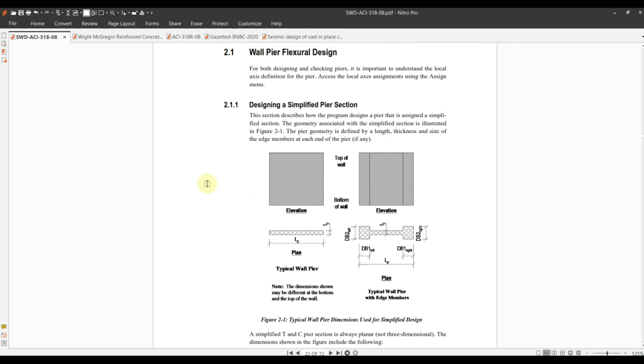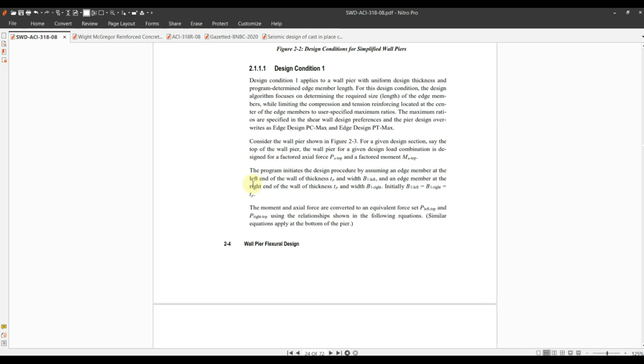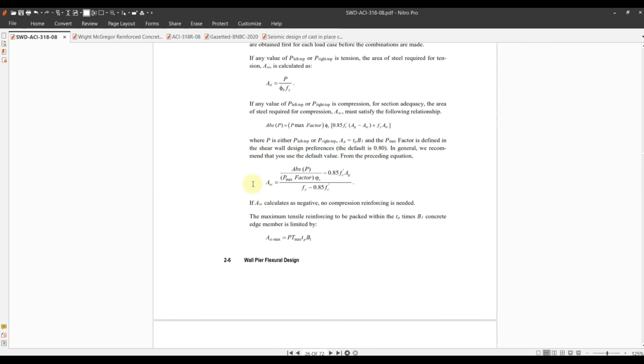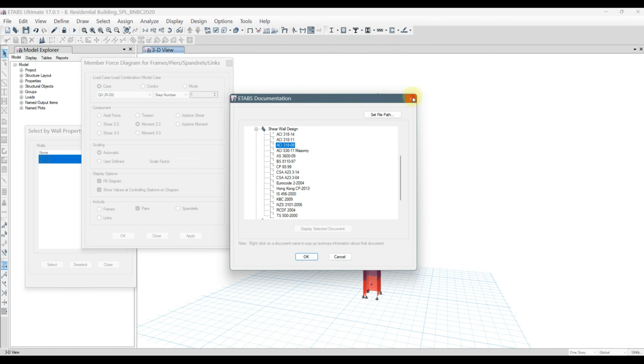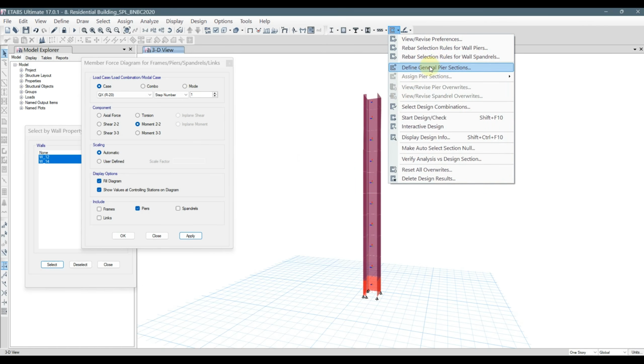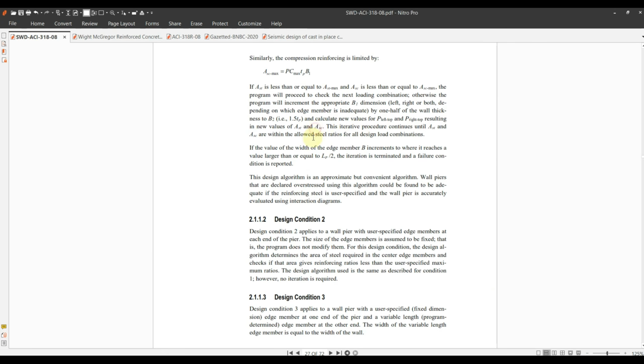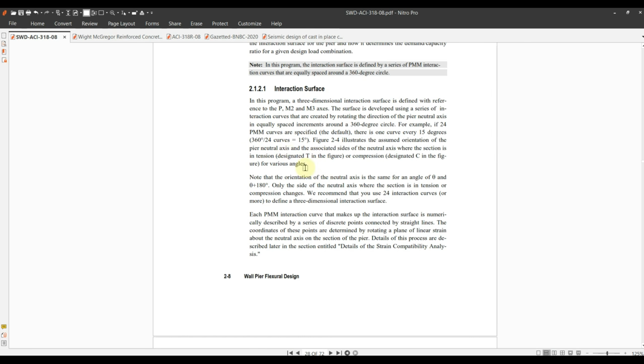This document discusses how to design a wall considering the CTF method, compression, tension, flange method, or edge zone method, and then uniform reinforcing. The third one is the general wall section method. So there are three methods. This document discusses all of those methods.